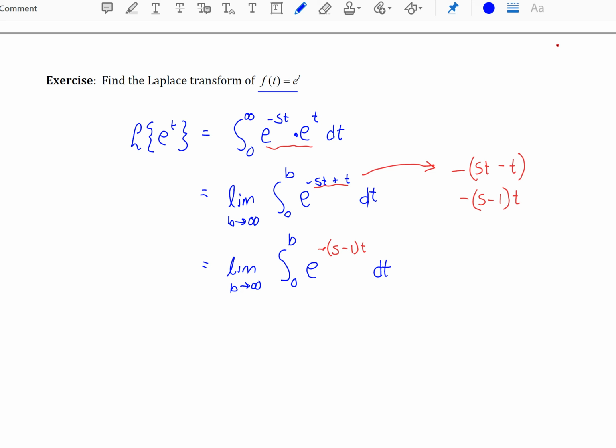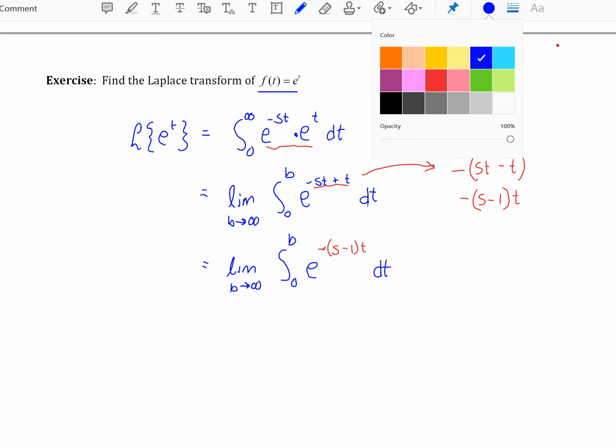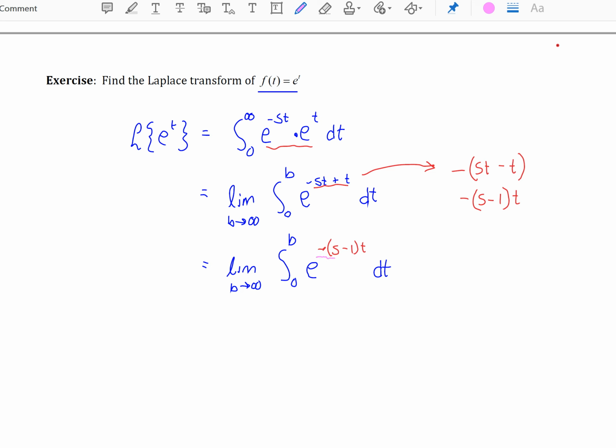Okay, and now that we get the form of an exponential raised to an exponent, where the exponent has a coefficient in front of the t, I can now guess my antiderivative. And so we'll have the limit as b goes to infinity. Now the antiderivative. In general, the antiderivative of e to the anything is e to the anything. That doesn't change. But because of this coefficient in front of t, we need to account for that by having a factor of negative 1 over s minus 1 as a coefficient. And this would be evaluated on the interval from 0 to b still.